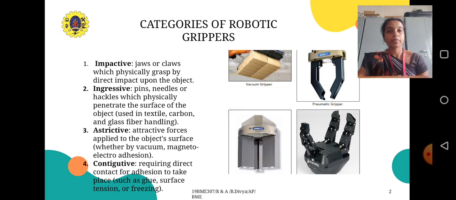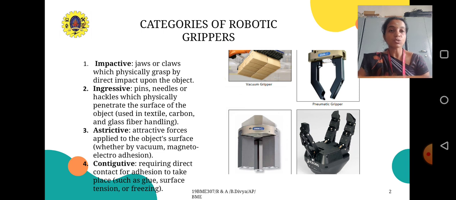We have four types: impactive, ingressive, abstractive, conjugative. Okay, what is impactive?